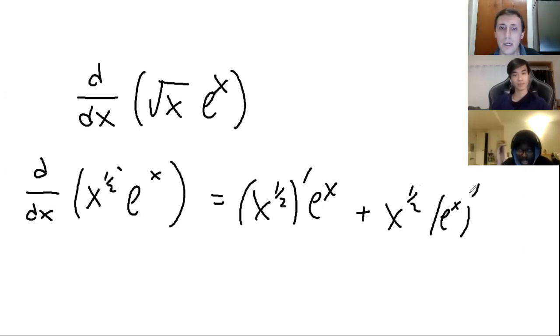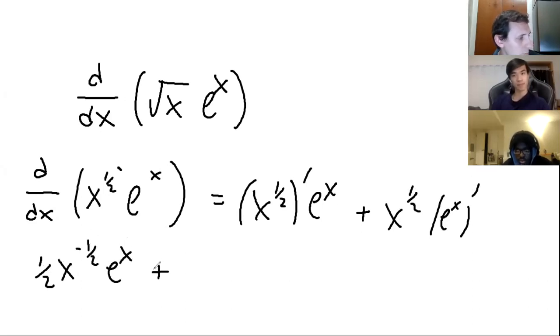Good. And e to the x, actually, its derivative is very simple. So this is very quickly 1/2 x to the minus 1/2 e to the x plus x to the 1/2, and the derivative of e to the x is still e to the x. So that's our answer. Good.